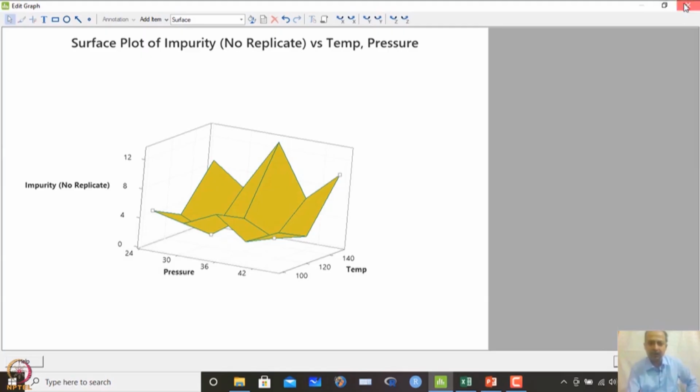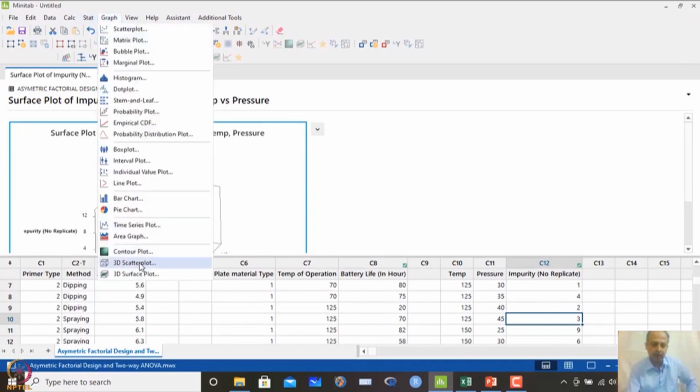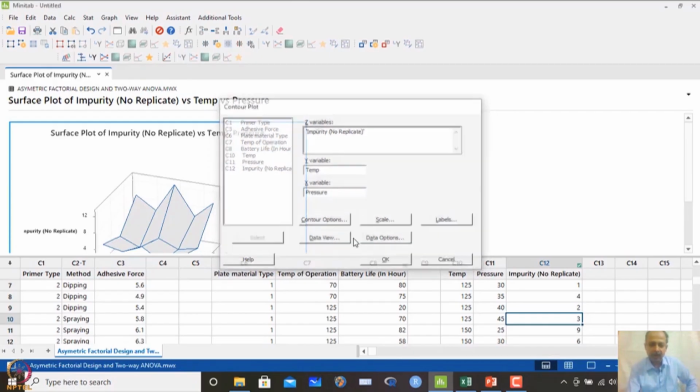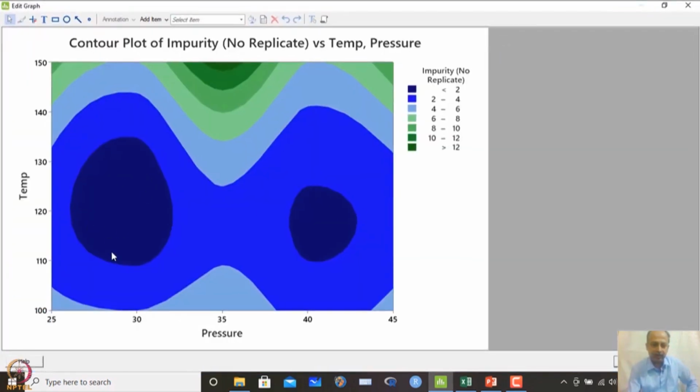This is the surface plot, and we can also draw the contour plot over here. When you draw the contour plot, it is easier to see. In this case, I will change this to temperature, sorry, this is temperature over here, and this will be pressure over here, and I click OK in the contour plot. What you will observe is that there are two pressure points over here. Around 30 and around 40, we are getting an impurity which is less than 2. This is the darkest position over here.